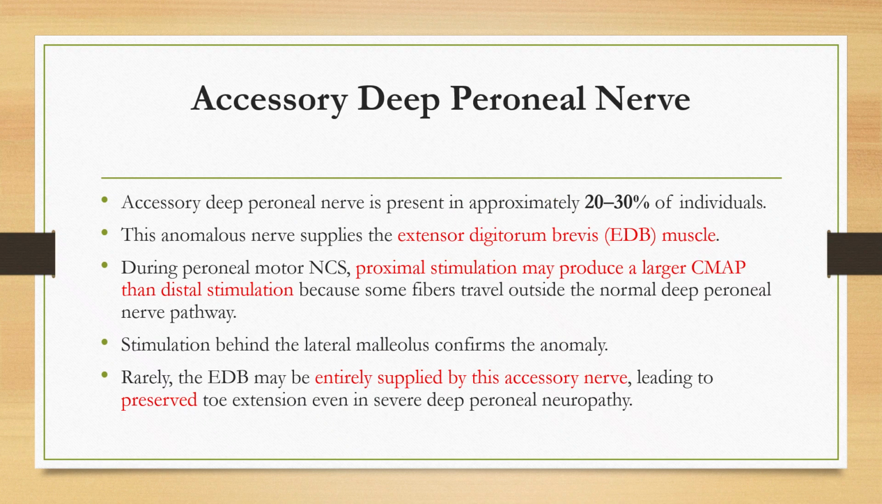Accessory deep peroneal nerve. Accessory deep peroneal nerve is present in approximately 20 to 30% of individuals. This anomalous nerve supplies the extensor digitorum brevis muscle. During peroneal motor NCS, proximal stimulation may produce a larger CMAP than distal stimulation because some fibers travel outside the normal deep peroneal nerve pathway. Stimulation behind the lateral malleolus confirms the anomaly. Rarely, the EDB may be entirely supplied by this accessory nerve, leading to preserved toe extension even in severe deep peroneal neuropathy.